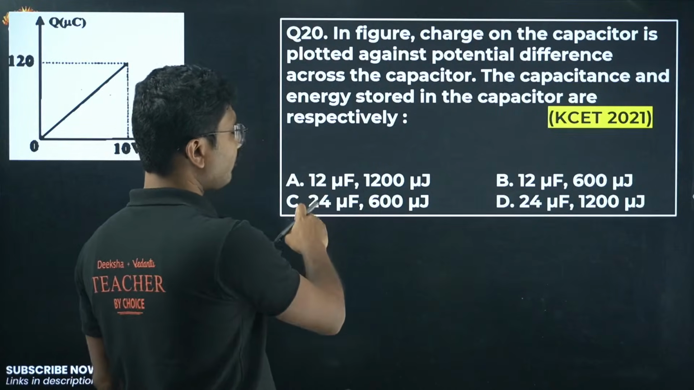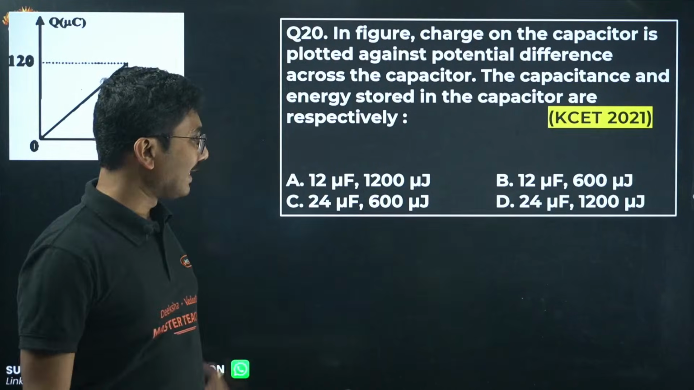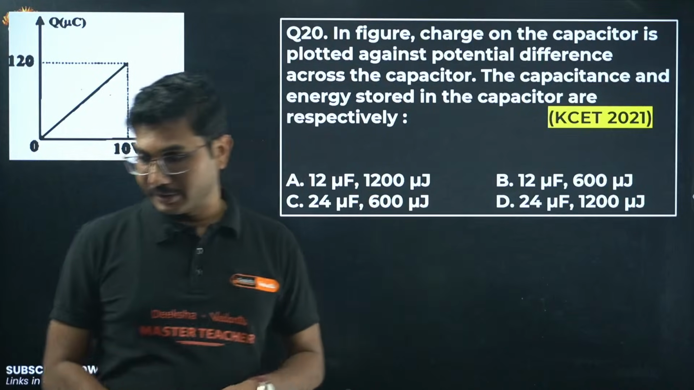Either 12 or 24 should be the capacitance, and energy should be either 1200 or 600. Let's see.